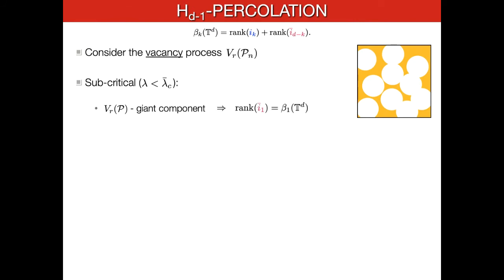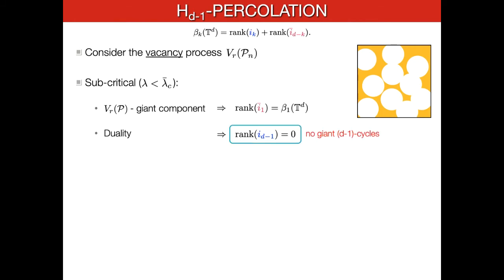Now, if we have all the crossing paths, we can play the same game I was doing with the spaghetti before. I can create all those paths, glue them together, and create a one cycle. So if lambda is less than lambda bar, I have all the one cycles in the vacancy, which means that the rank of I bar 1 is equal to beta 1 of the torus. Using the duality statement, if this is equal to beta 1, then the rank of I d minus 1 must be 0. So if I have all the one cycles in the vacancy, I cannot have any of the d minus 1 cycles in the occupancy.